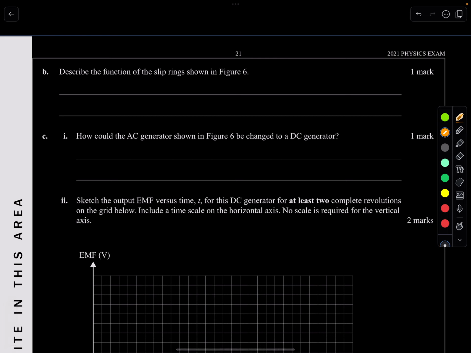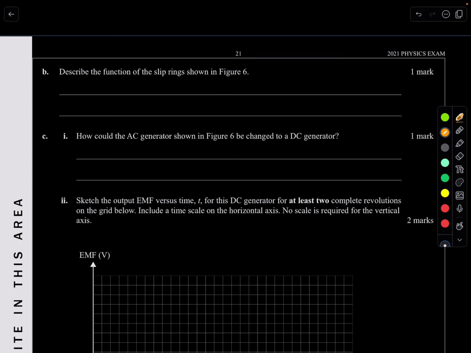B, describe the function of a slip ring as shown in figure 6. You should know this. These questions are repeated in every exam. They'll normally ask for one of two definitions: the definition of a slip ring or the definition of a split ring commutator. You should always have these in your summary sheet, and don't even worry about struggling. Just make sure you have the definition in your summary sheets and copy and paste it right into your exam. That is the main thing I always tell my students.